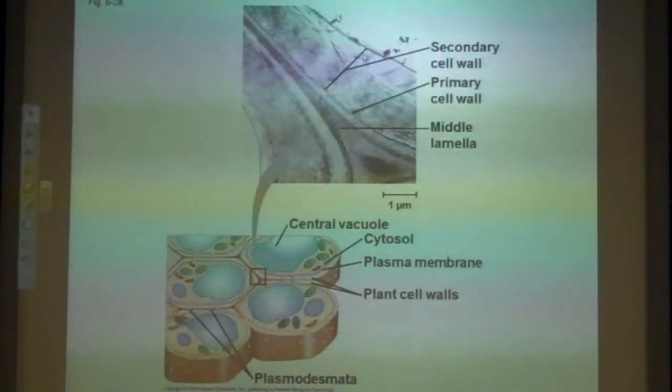Here is secondary cell wall. Here is primary cell wall right there. That's the middle lamella. So then this would be primary cell wall of the next cell, and then secondary cell wall of the next cell. So primary is the outermost wall. For animal cells, the outside, they don't stick together, do they?